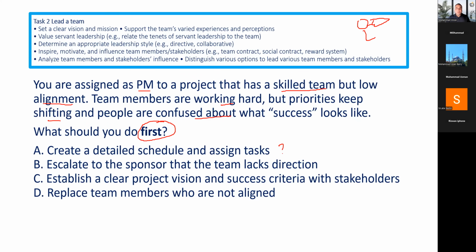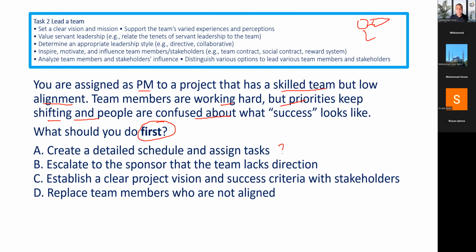Priorities are shifting. Sometimes they say we need this, sometimes they say we need this one urgently. So I am working 8 hours a day, and I am confused about what he's saying in the morning and what he's saying in the evening. So I need to understand what they are trying to say first before I proceed.